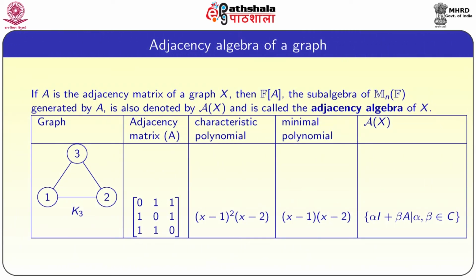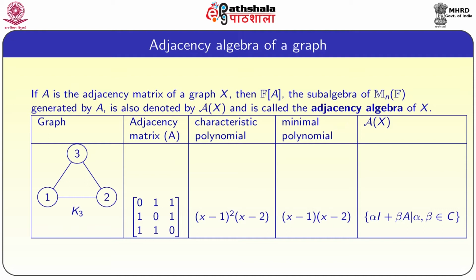We will illustrate what we have done till now with an example. Let us take the graph K3. Then its adjacency matrix is 0 1 1, 1 0 1, and 1 1 0. It is because from 1 to 1 there is no self loop, so there is no edge from 1 to 1, so 0, but there is an edge from 1 to 2 and an edge from 1 to 3. So the entire first row contains ones except the diagonal element. So, in the adjacency matrix of a complete graph, only the diagonal elements are 0, and all the remaining entries are 1.